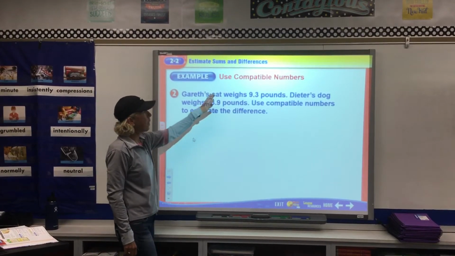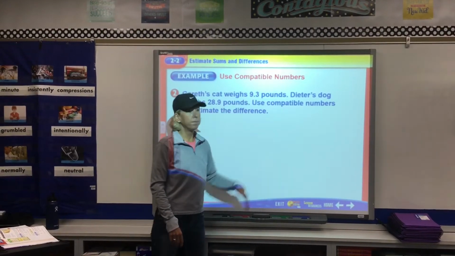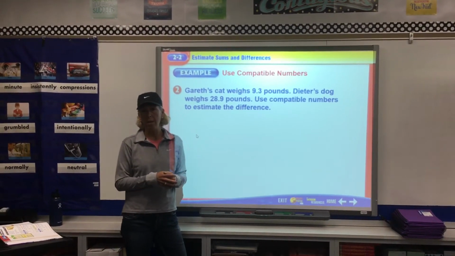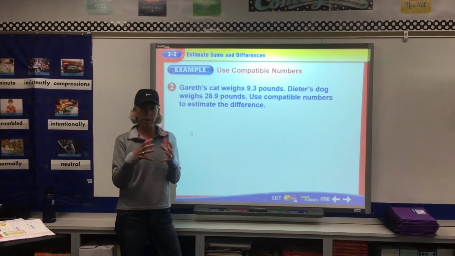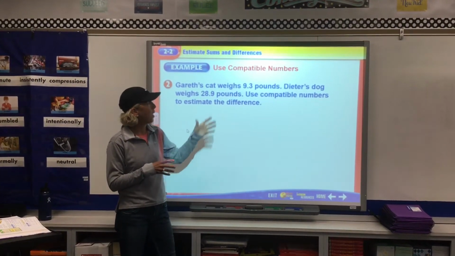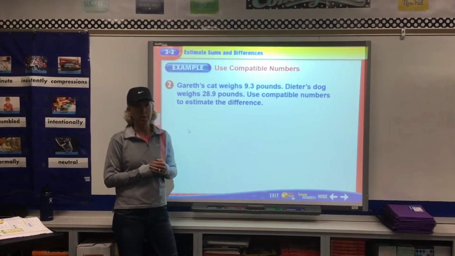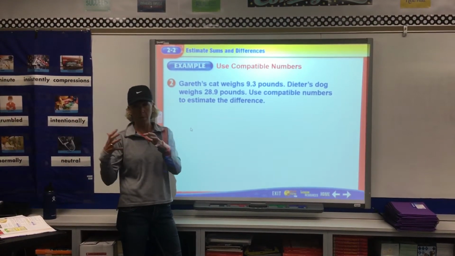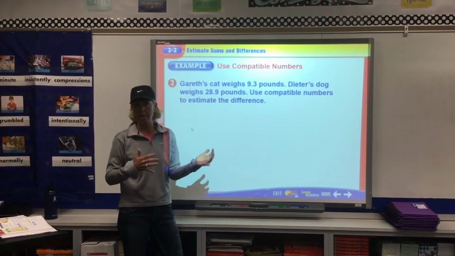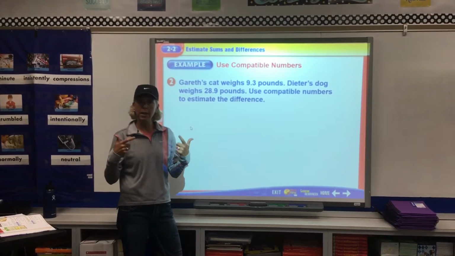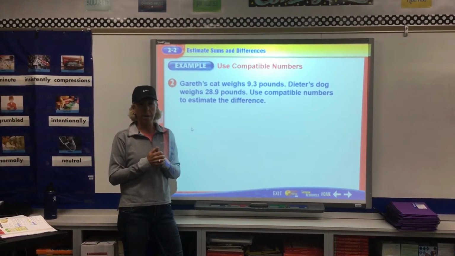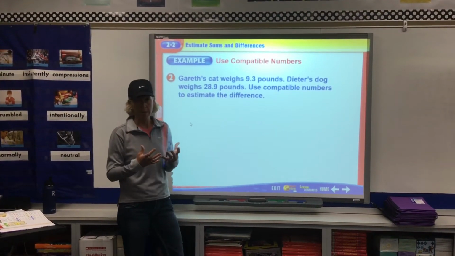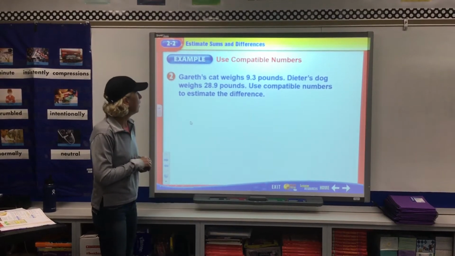Now, when you think about the word compatible, if you are compatible with something, with someone, you get along really well with them. You work well together. The same thing goes for compatible numbers. Those are numbers that when we want to manipulate them, when we want to add, subtract, multiply, divide, those are numbers that we can think through and be able to solve the actual problem mentally because we're so familiar with those numbers and they work nicely together.